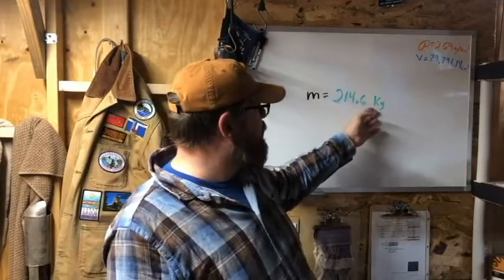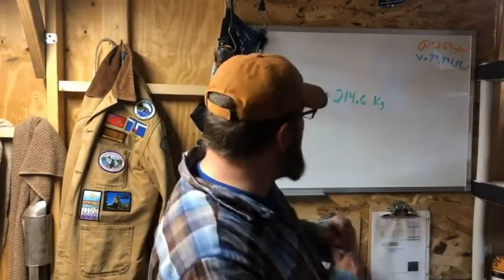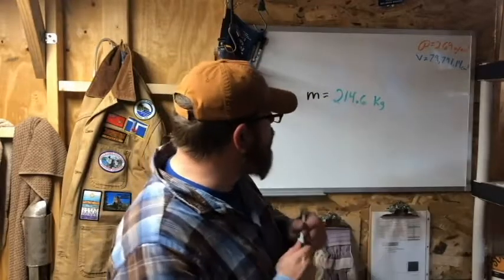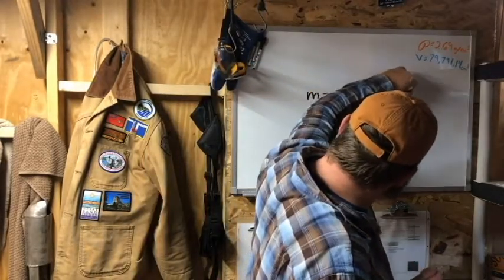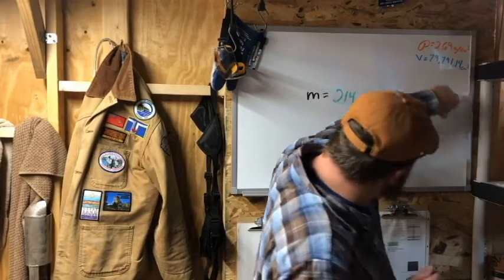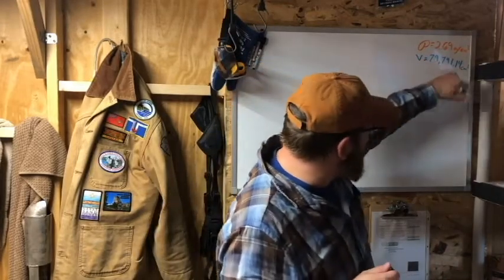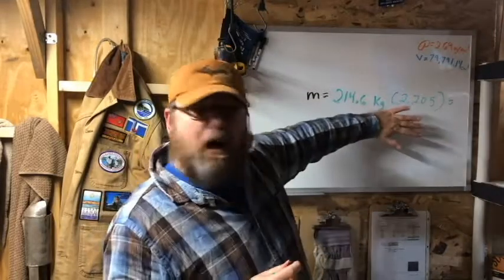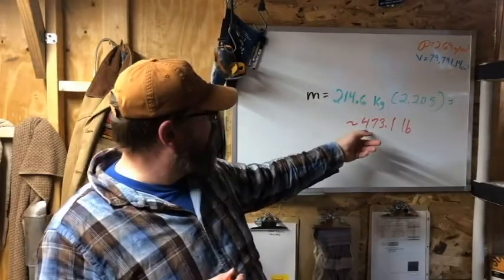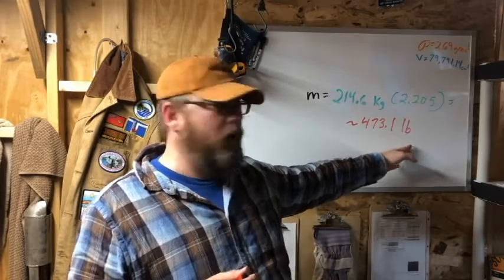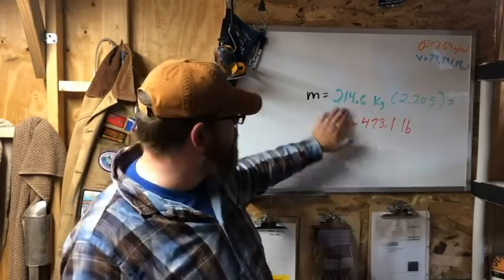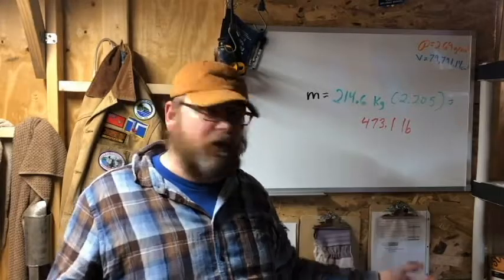But for everybody else, so you can be familiar with how much this actually is, I'm going to convert it to pounds for you. In order to convert this to pounds, there are about 2.205 pounds in a kilogram. So we're going to multiply by that factor, 2.205. Remember, no units, it's a conversion. So our mass is also equal to about 473.1 pounds. That's an approximation because I rounded, but for all practical intents and purposes, it's equal.